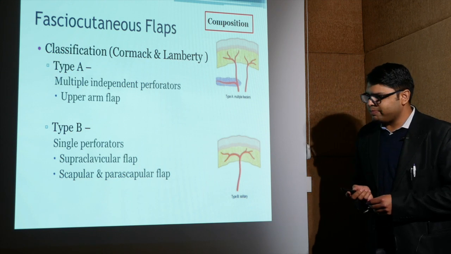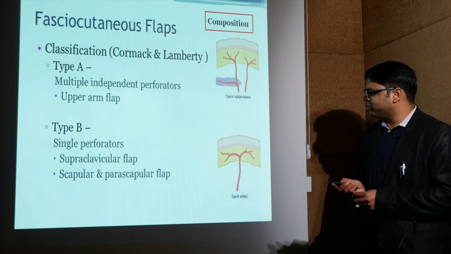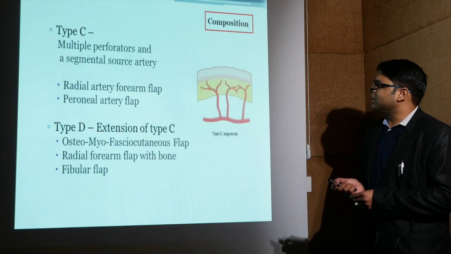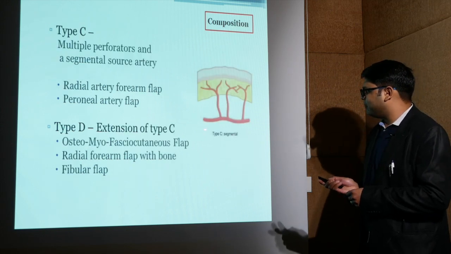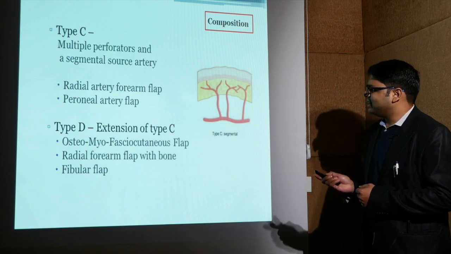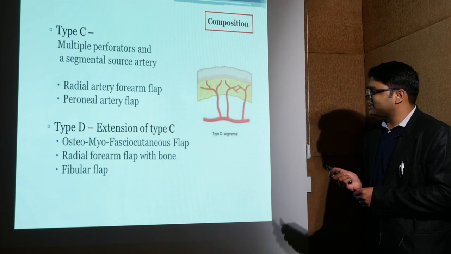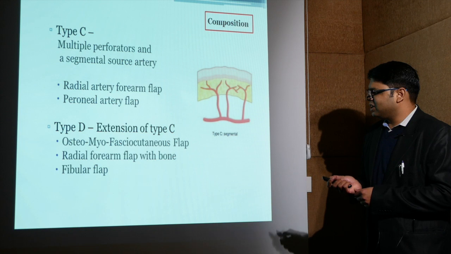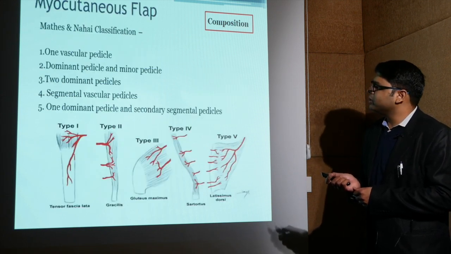The second is type B, which contains a single perforator coming from the axial vessel. The examples are the supraclavicular flap and the scapular flap. The type C flap has multiple perforators, and all the perforators are coming from a single axial vessel. The example is the radial artery forearm flap. And type D is the extension of type C, in which bone is taken along with the flap. The examples are the fibula flap and the radial artery forearm flap with bone.